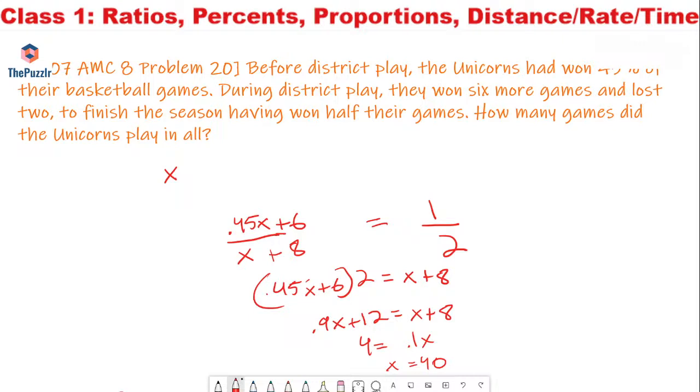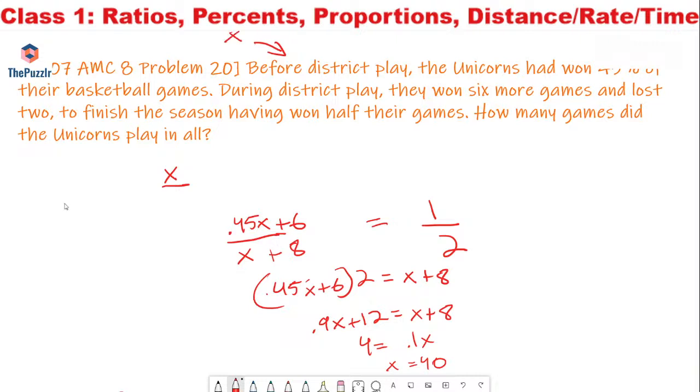And now you might be like, okay, they played 40 games, our answer is 40. And you would be wrong. Remember, they played 40 games before district play. It's important to specify what your variables mean. Here, x, and how you might do that during the test and not waste time is just highlight the portion of the problem where it says it.